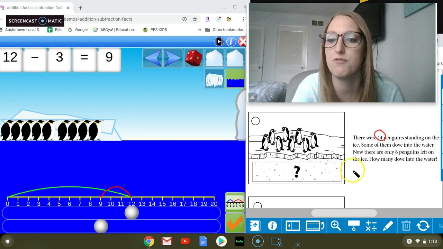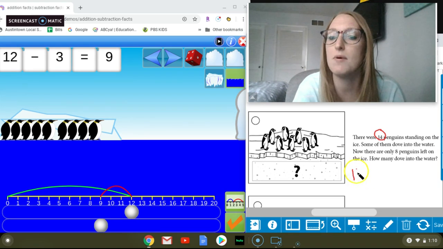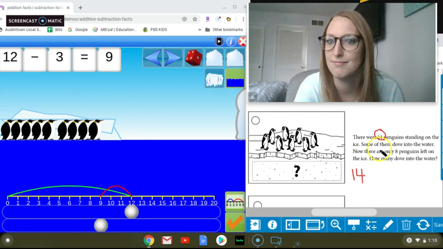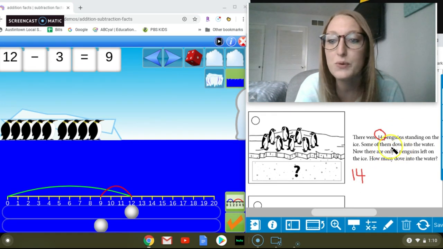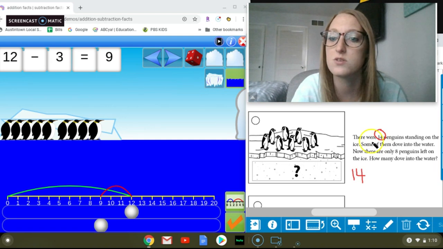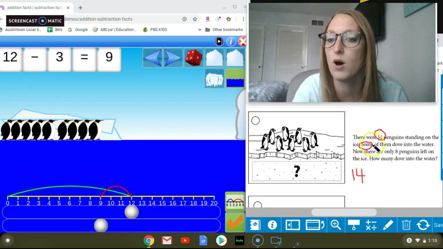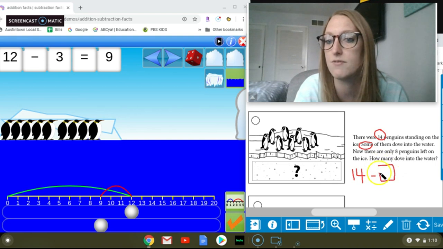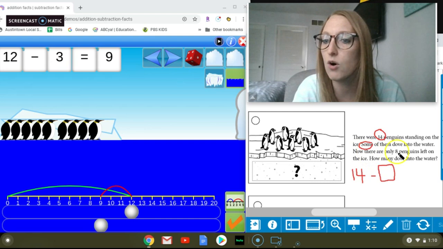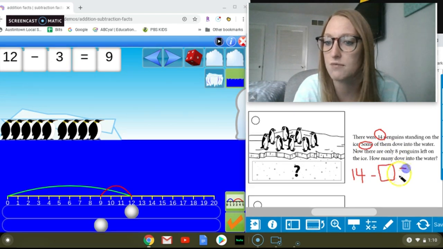Okay, so we start with 14. And then some of them dove into the water. So I'm going to say 14 plus some more, right? Is that right? No, I'm losing some of them because they're leaving. They're not there anymore. They're going away. So some of them are going to dive into the water. So 14 minus something. We don't know how many left. That's why they have this mystery down here at the bottom. Okay? And now there are only 8 penguins left. So now at the end, we only have 8.